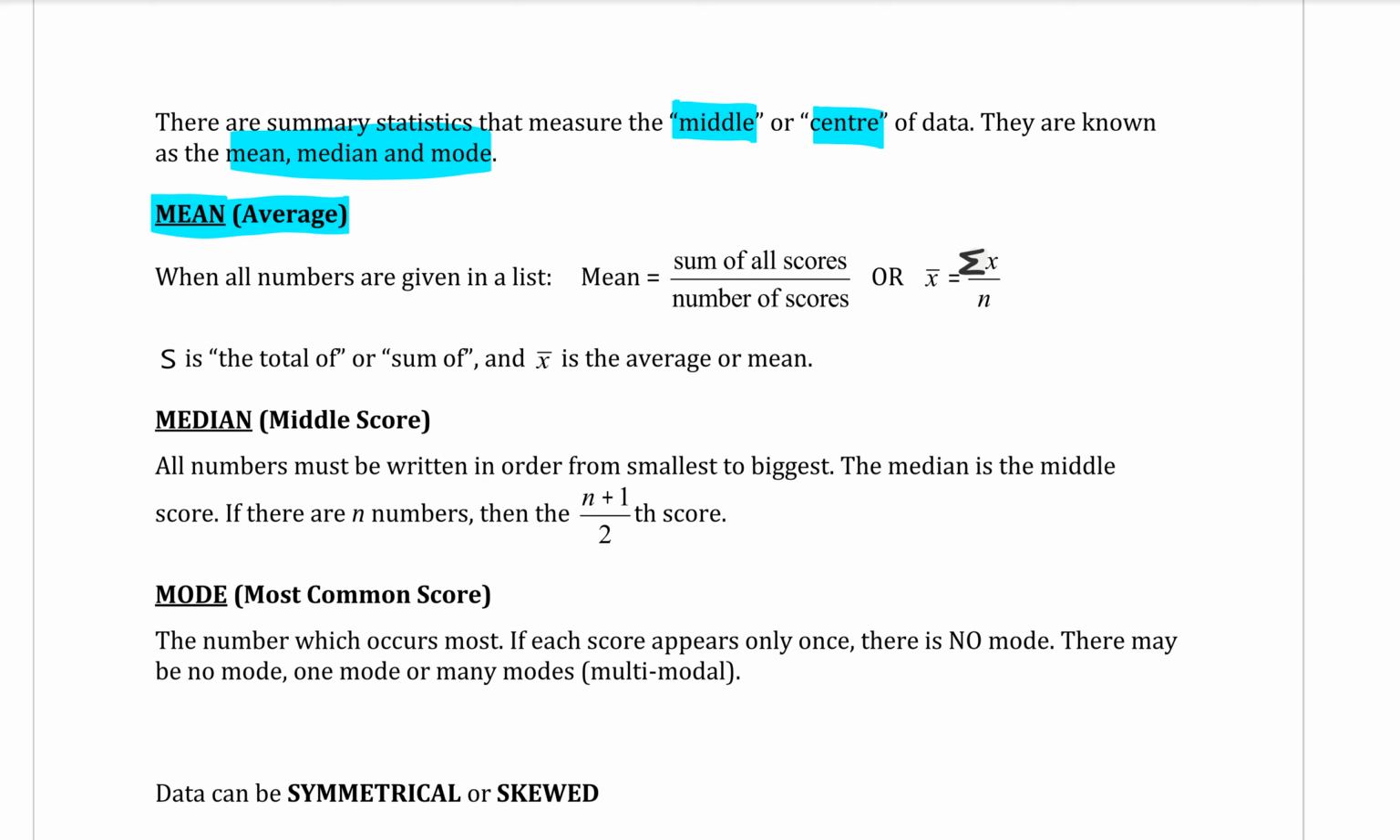This symbol here, which looks a bit like a weird capital E, is the Greek letter sigma, and it means to sum. I am summing all of my X values, all of my data values. Sum up all your data values is what that means. And the N is the number of scores. Okay, so that's the shortest way that you could write the formula. You're welcome to write it in words though if you want to.